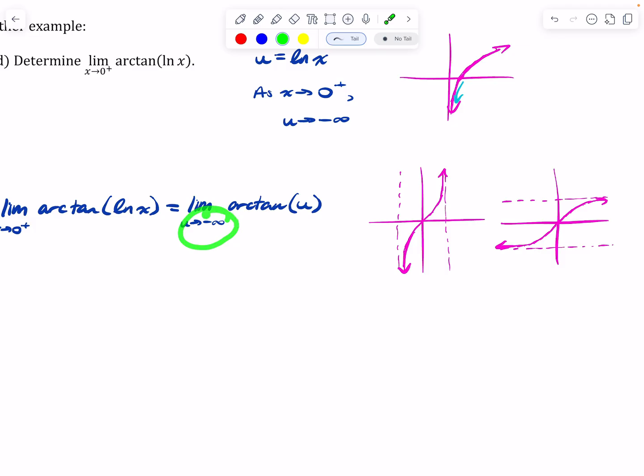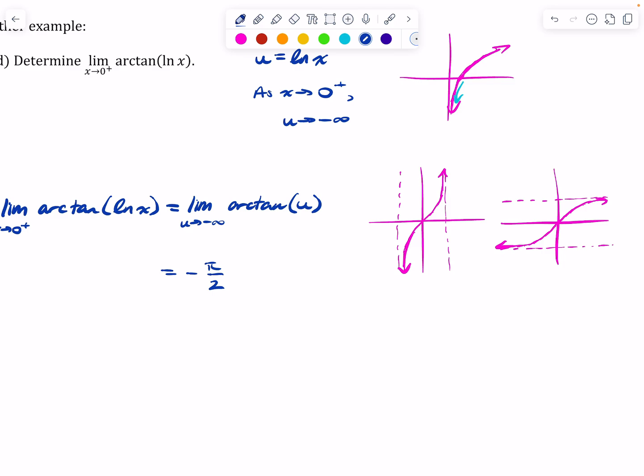As u goes towards negative infinity, this is what we're trending towards. So the question is, what's this lower barrier? Which is then also, what's this particular value? And that particular value, we know, just based on the graph of tan x, we know that to be negative pi over 2. And then that one is done.